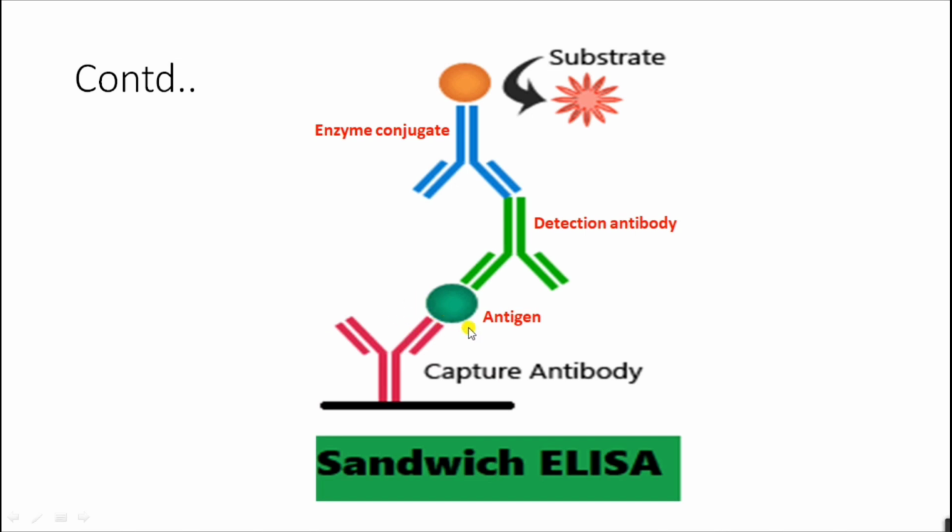Once the antigen is added, there will be an antigen-antibody complex, and then to detect this complex, a detection antibody is added. Later an enzyme-conjugated secondary antibody is added. This enzyme-conjugated antibody acts as an antibody to the detection antibody. So you can see the antigen is sandwiched between two antibodies, which is why it is called sandwich ELISA. Upon the addition of the substrate, it will produce a colored end product.